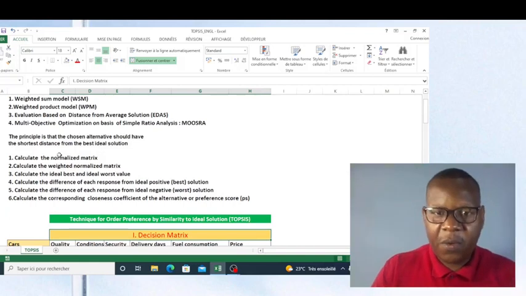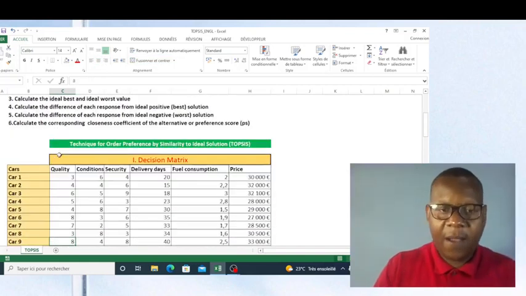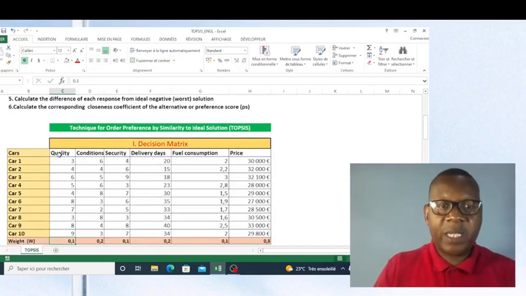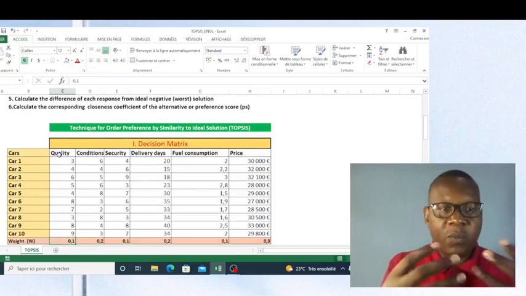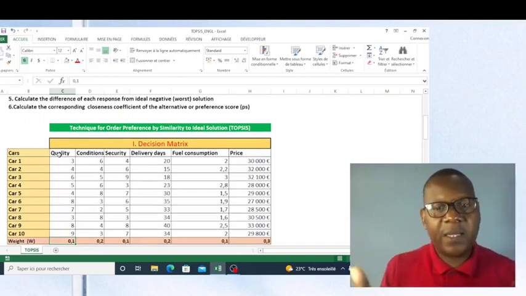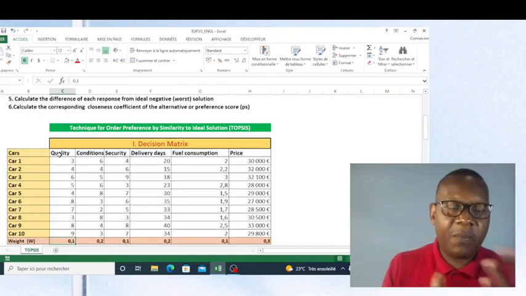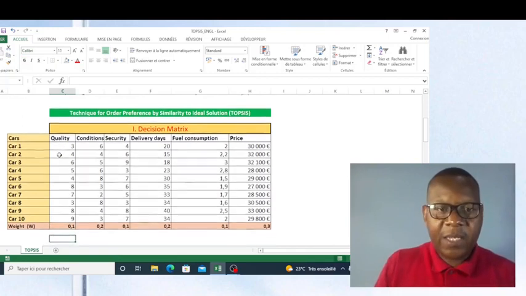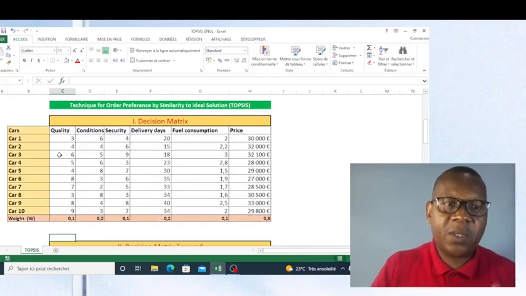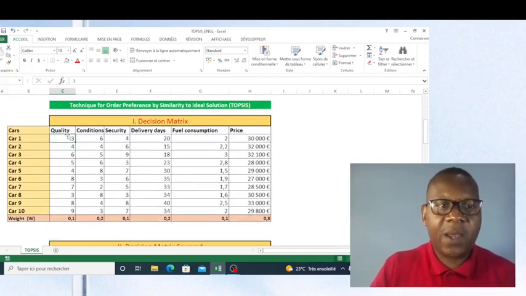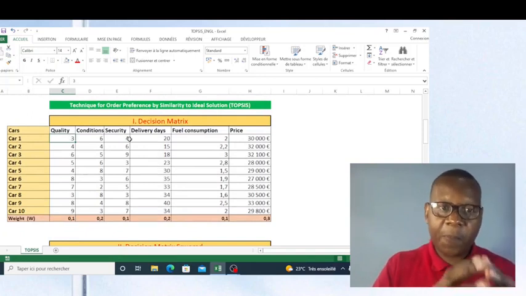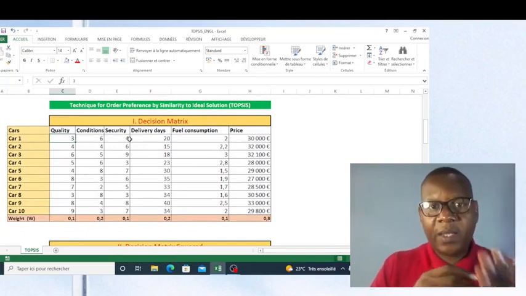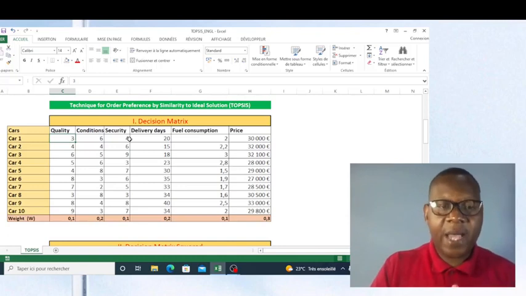Then you calculate the corresponding closeness coefficient, or the preference score, of your alternatives. As you see here, we are working on the same decision matrix so as to find out whether there is any difference in our results using any of the methods presented in prior videos. The problem here is to select a car based on these criteria: quality, condition, security, delivery days, fuel consumption, and price.